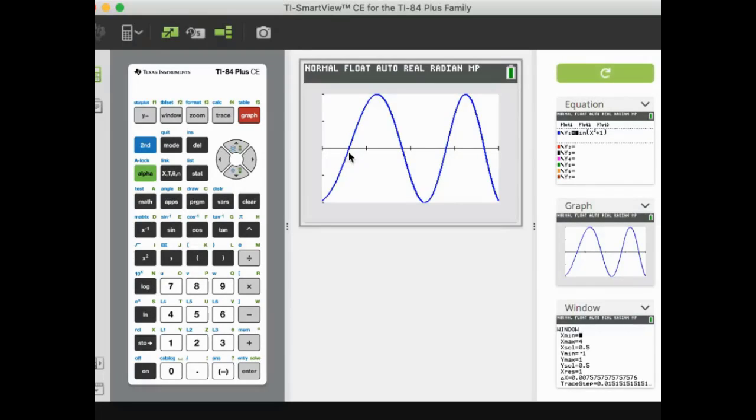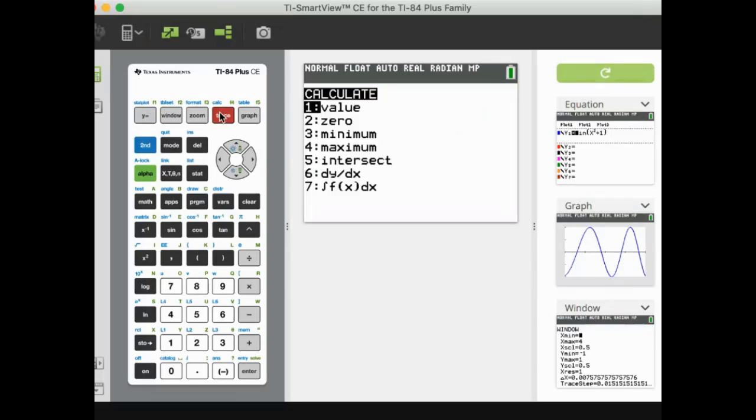If you have a TI-89, you're going to press F5. If you have a TI-84, it says up here in blue calc, so I have to press the blue button, second, and choose calculate. Then it tells me I could find the value, the 0, the minimum, the maximum, the intersect, dy/dx, the derivative, that's the slope at a certain point, as well as the integral on an interval. What I want is a 0.